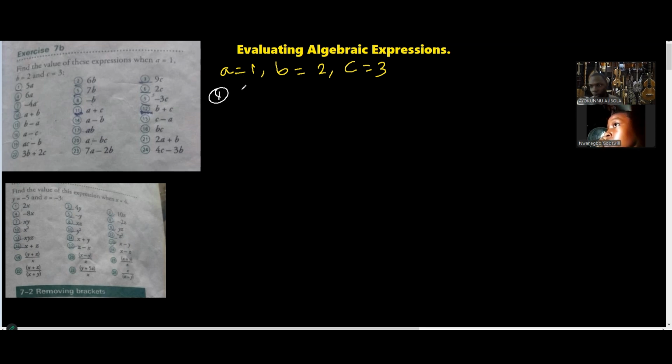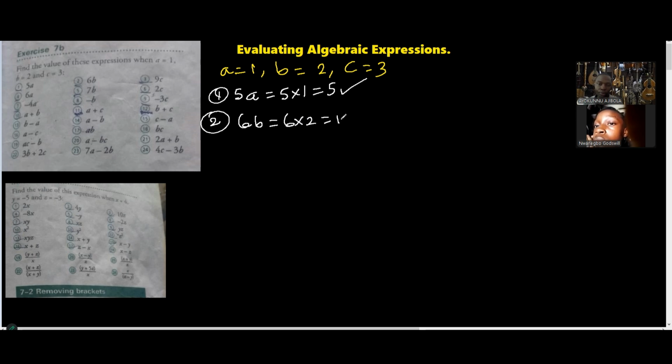So number one, we're finding 5a. A is 1, so 5a will be 5 times 1, which is 5. Number two, we're finding 6b. B is 2, so 6 times 2 equals 12. Okay? So I've done that one in class. I just want to do everything, okay? So I've done 1 to 20.